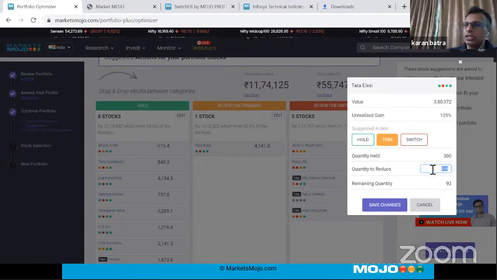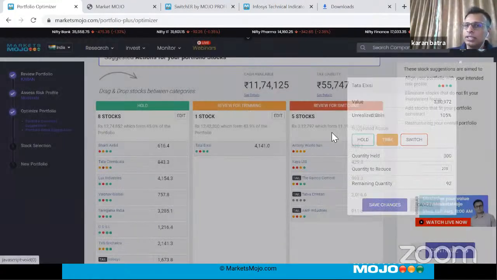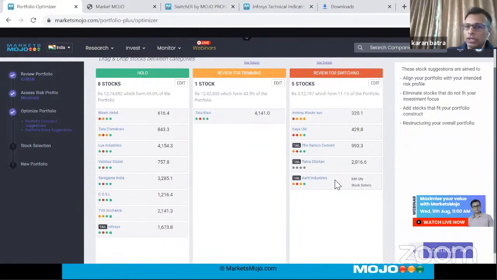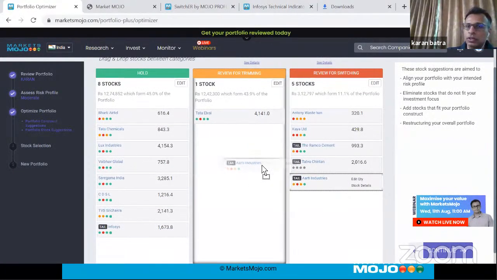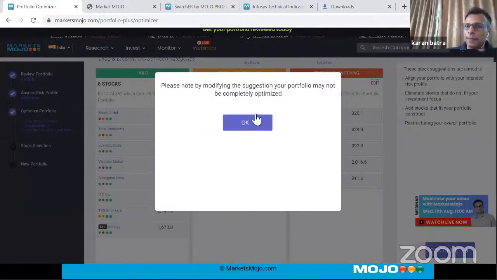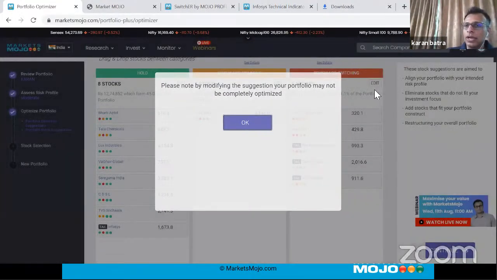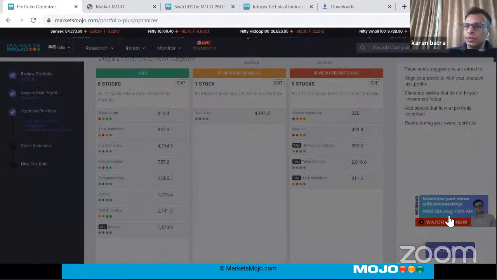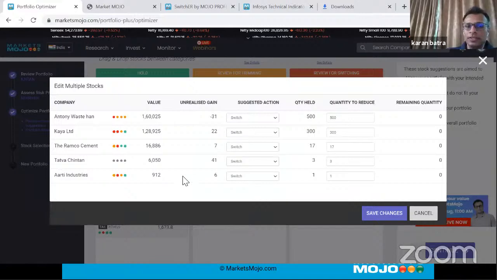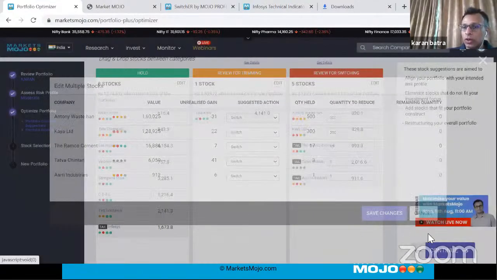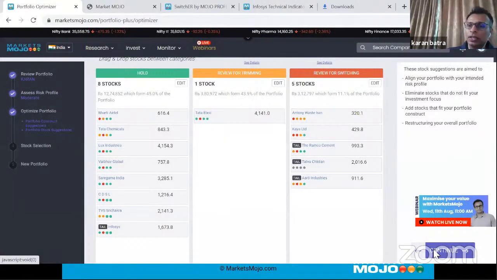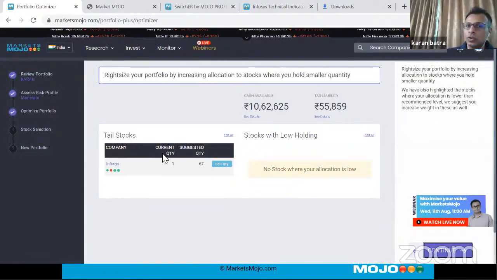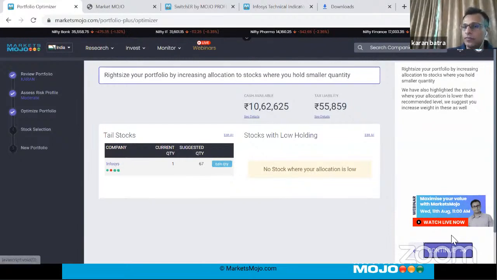You can always change the suggestions. These are the stocks that I need to get out of. I can also, if I want to continue holding this, drag and drop it from here to here, or in whichever column I want. I can also do a bulk edit of all the stocks in this category. So Infosys, although it's a tail stock, it's still in my hold. Now in the next step, it is saying you're holding Infosys, it's a good stock, you should increase the quantity. So you're holding only one, it should be 67.